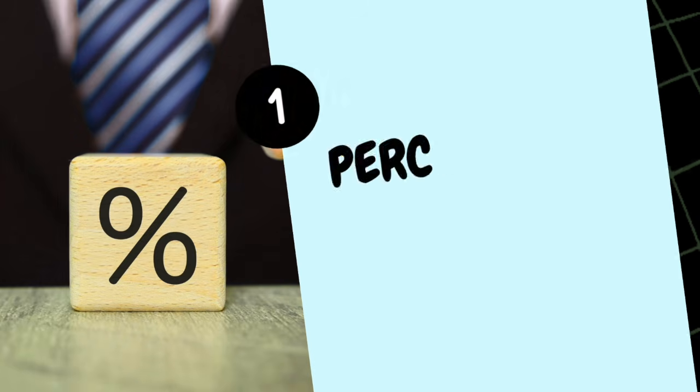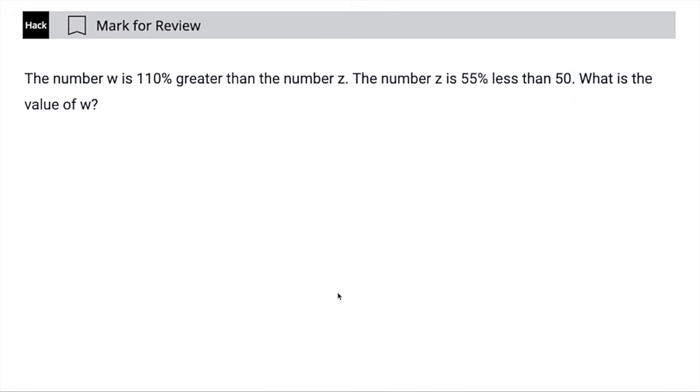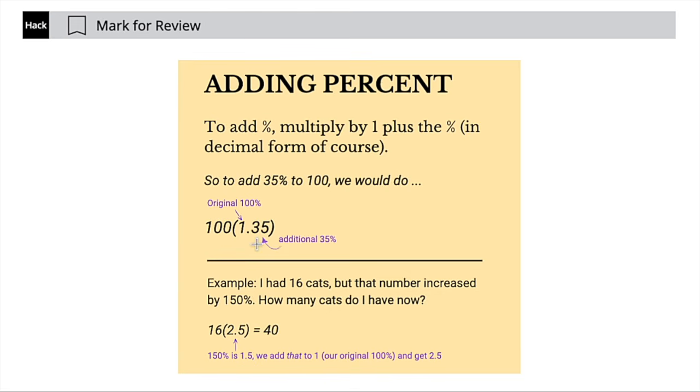First up, we've got percentage shortcuts. The first being how to add percentages. Basically, to add percentages, you're going to do 1 point whatever, or the better way to think about it is take whatever percentage and add 1 to it after you convert it into decimal form. The logic being that the 1 is going to be your original 100%, and then the percentage that you add on is going to be the additional percentage.